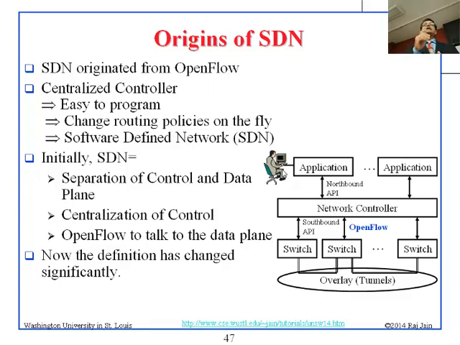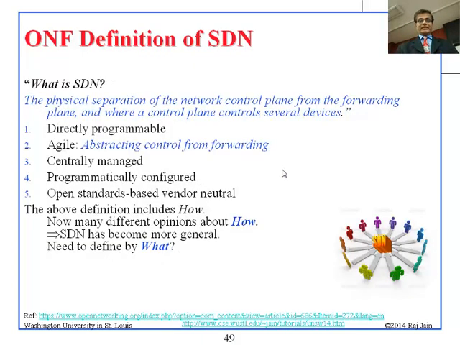And so that is called software-defined networking. And so initially, SDN is the same as OpenFlow. If you implement OpenFlow, your network is software programmable. And that means to do SDN, you need to do three things. You need to separate the control and data plane, you need to centralize the control, and you need to speak OpenFlow. In fact, if you go to the Open Networking Forum today and see the definition of SDN, it is physical separation of network control plane from forwarding plane, where a control plane controls several devices and abstracts the control from forwarding.